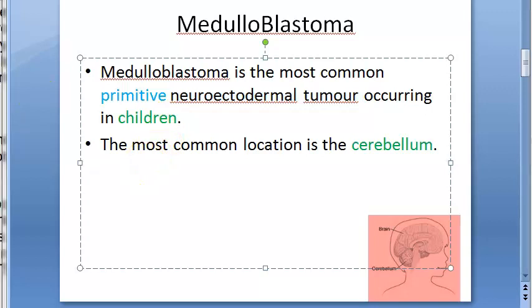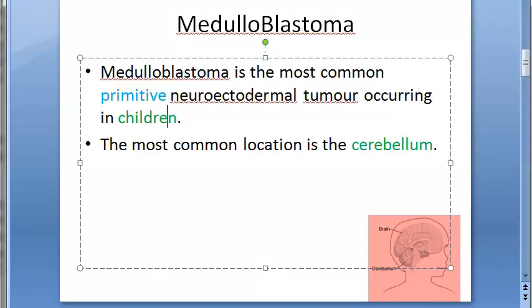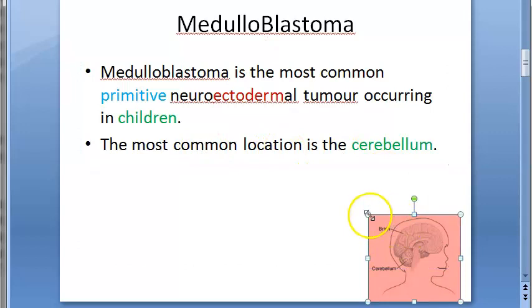Say it. Medulloblastoma is the most commonly occurring primitive neuroectodermal tumor. Ectoderm. Obviously, you know that the neural tissue is coming from ectoderm. So, neuroectodermal tumor occurring in children. The most common location is cerebellum. That is what you have to focus on now.